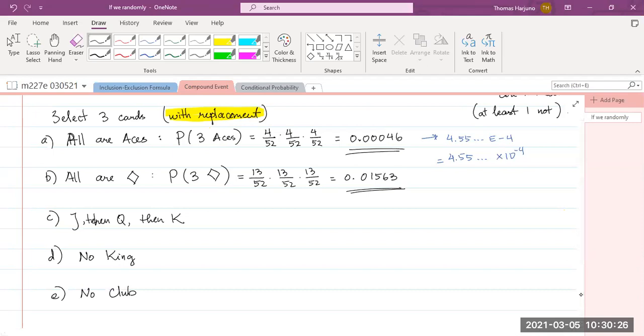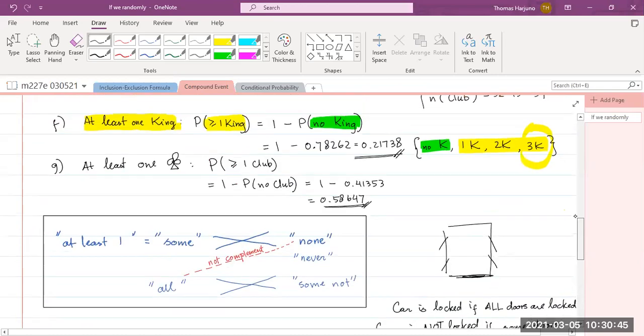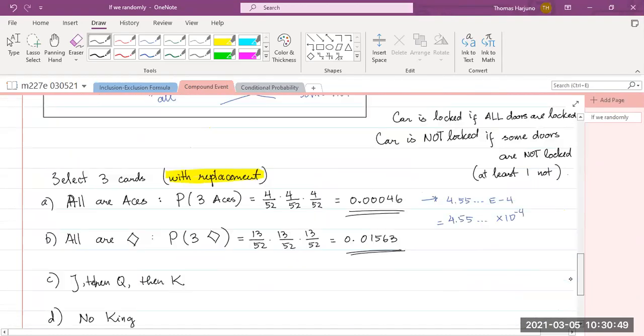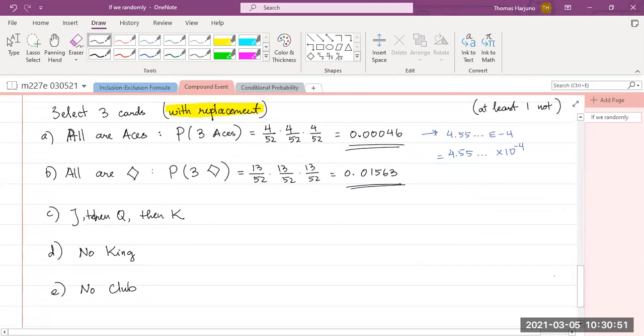Okay, now let me ask you to try the rest of the problem. I do have questions with replacement cases, but that will be mostly in my test 2 instead of test 1. Actually, the question you have in your test 1 will be the type without replacement. But in your test 2, you will see the case with replacement.